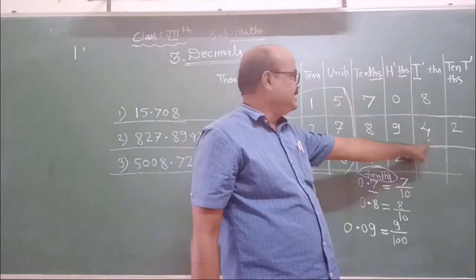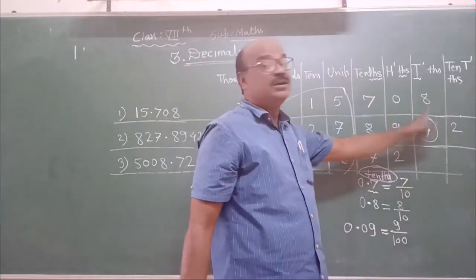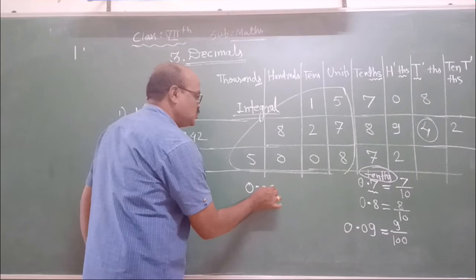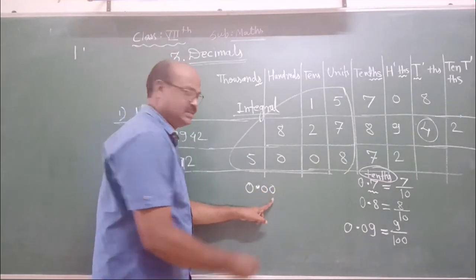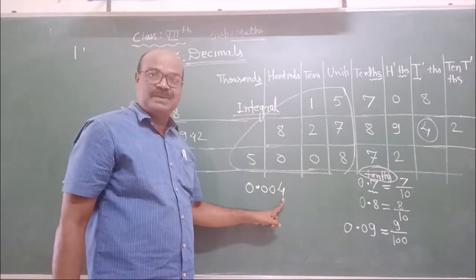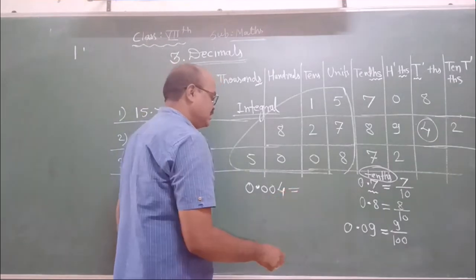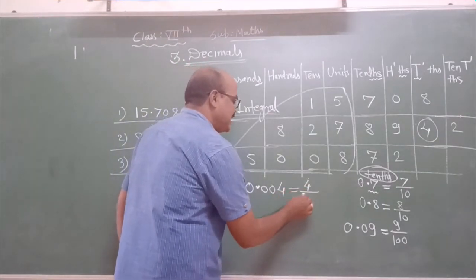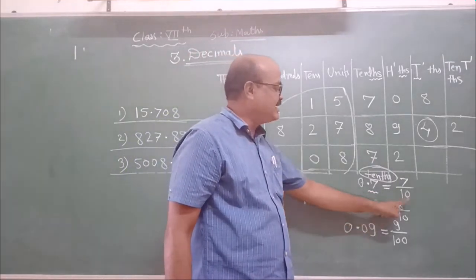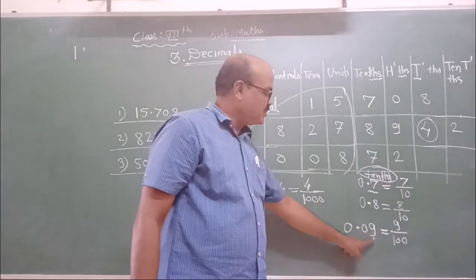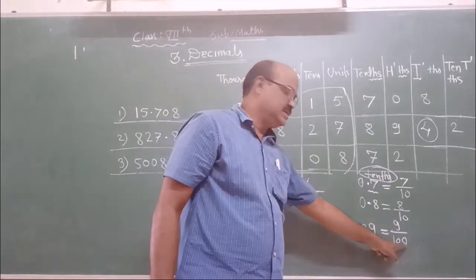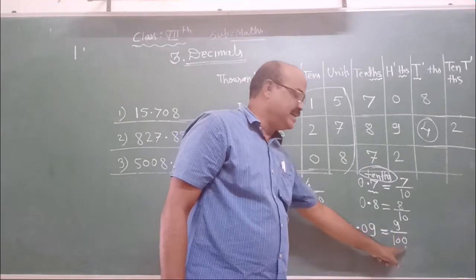What about this 4, which is at thousandths place? So 0.004. Why do we call this thousandths place? Because it is nothing but 4 divided by 1000. Why is it tenths? Because it is divided by 10. Why is 9 at hundredths place? Because it is divided by 100. So 9 divided by 100.